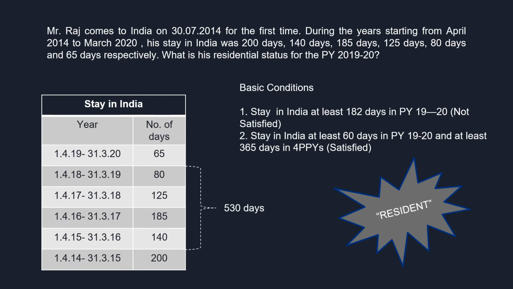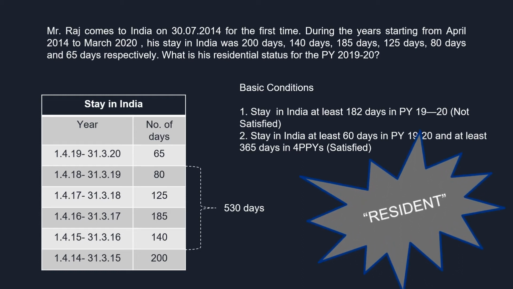Now, the 4 years preceding the previous year will be the years from 15 to 19, leaving out our relevant previous year. So, Mr. Raj has stayed for 530 days. So, the second half of the second condition is also satisfied. So, since Mr. Raj has satisfied one basic condition, he becomes a resident.